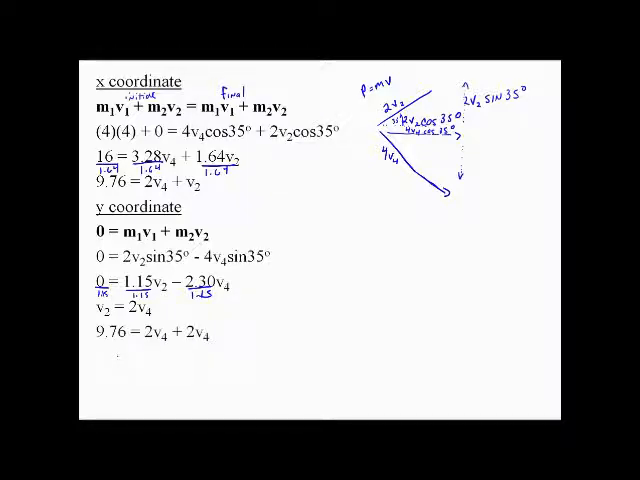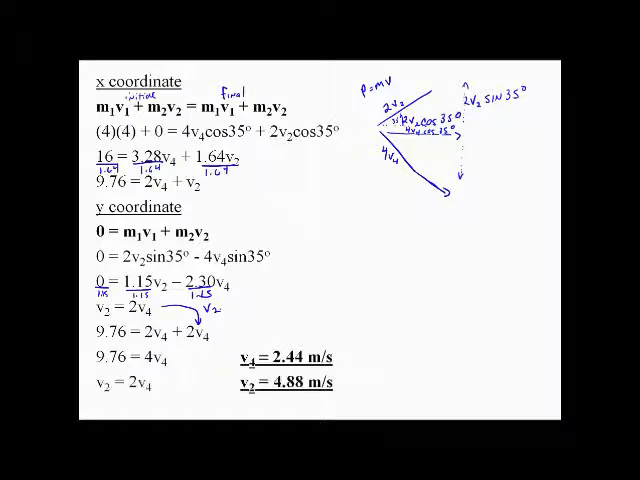So now I have 2 equations. I took this equation and I substituted. This was v2, but now I've substituted and I've made it 2v4. Then it's really easy. 9.76 is 4v4, and divide by 4. And then I know v2 is twice that, so I just had to double it. And that gets our answers.